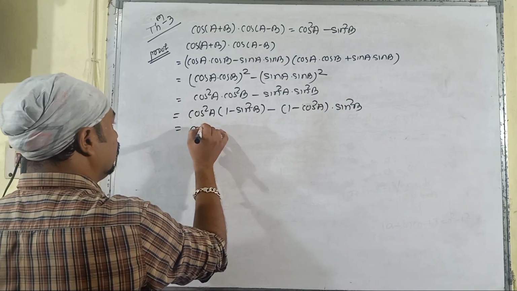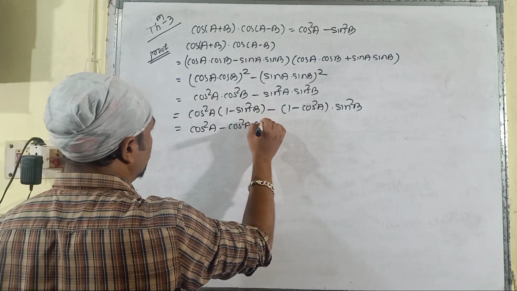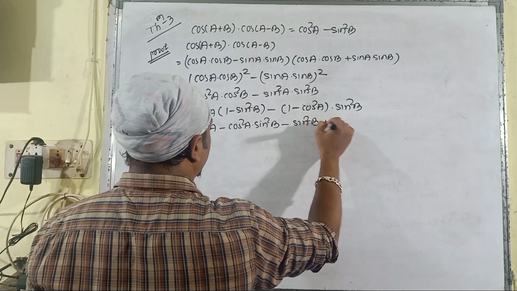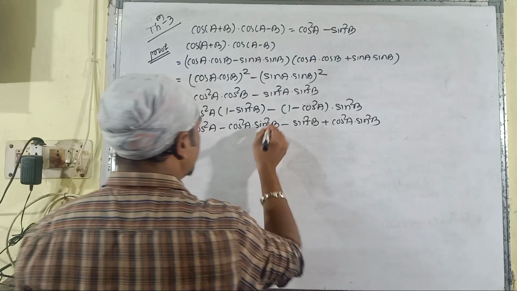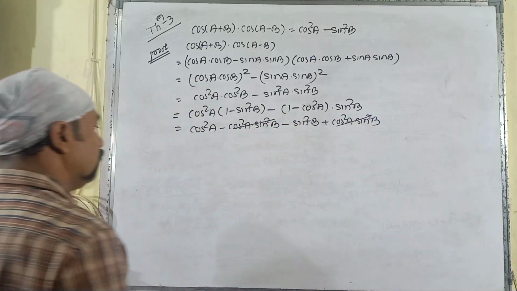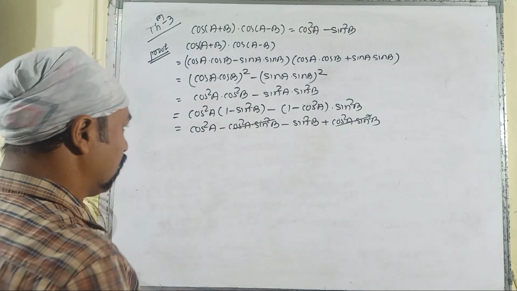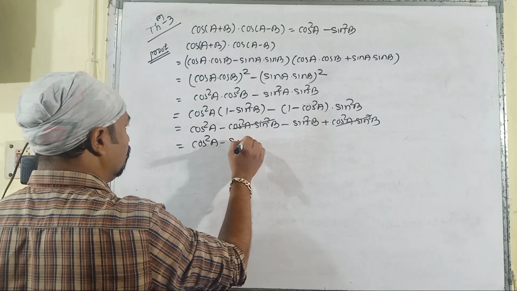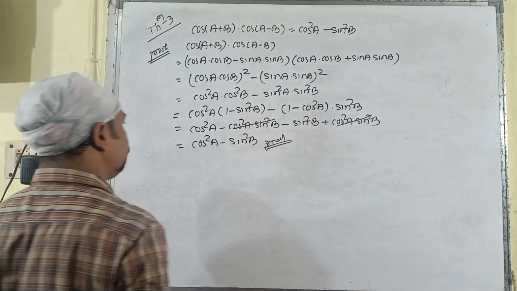Then multiplying, cos square A minus cos square A into sin square B minus sin square B plus cos square A into sin square B. So cancelling cos square A sin square B with minus cos square A sin square B, we get the right hand side of theorem number 3, and here it has been proved.